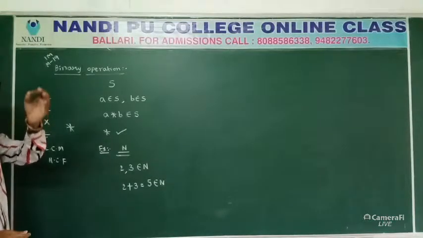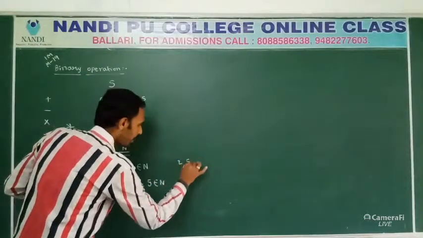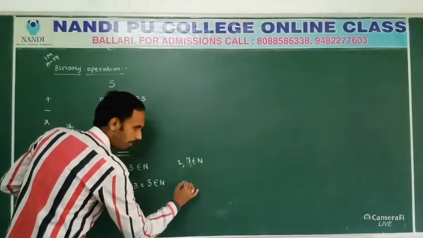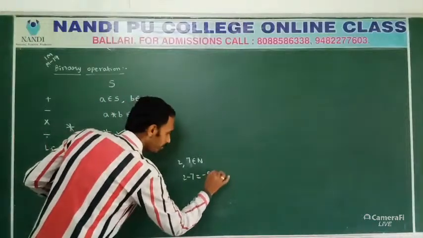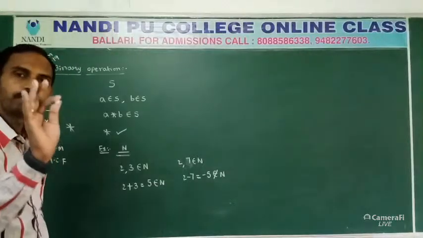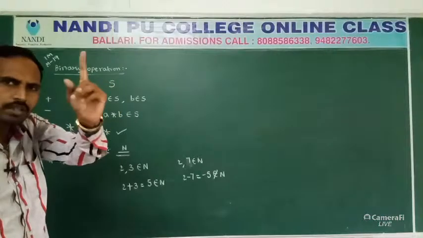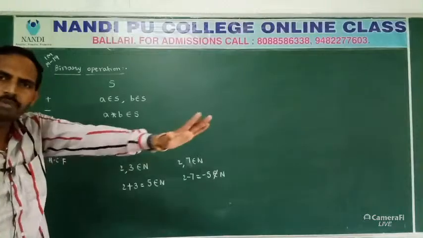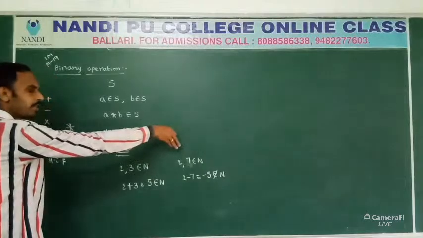I am going to check whether minus is binary or not. Take two natural numbers, 2, 7 belongs to N. Apply minus. 2 minus 7 is minus 5. Does not belong to N. So we can say that minus is not a binary operation. Take two elements, apply the operation. If the result belongs, we can say binary, otherwise not binary. Plus is a binary operation on N. Minus is not a binary operation on N.